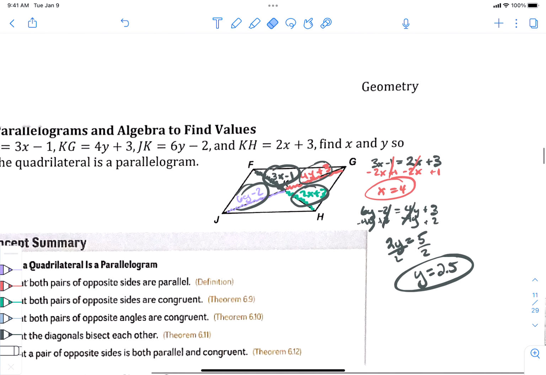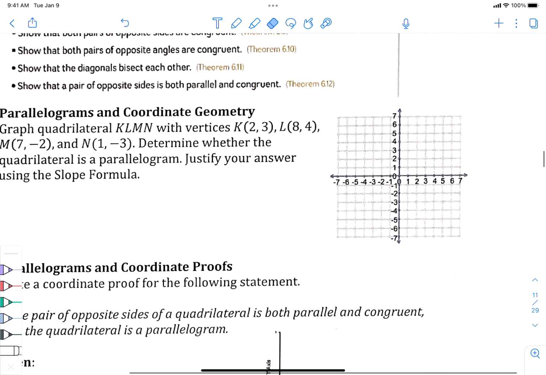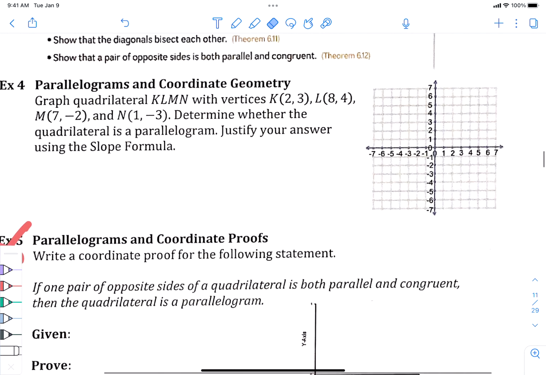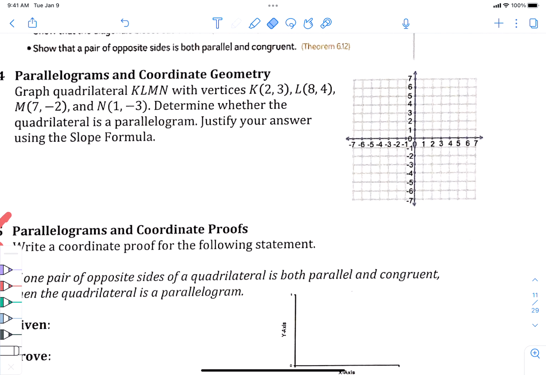All right, last thing. Ready? They're going to give us points here. We're going to graph these points, and we're going to figure out using some stuff whether this is a parallelogram or not. I have crappy drawings, so we're not going to go off of my drawing, but we're still going to draw it just to see where these are located.